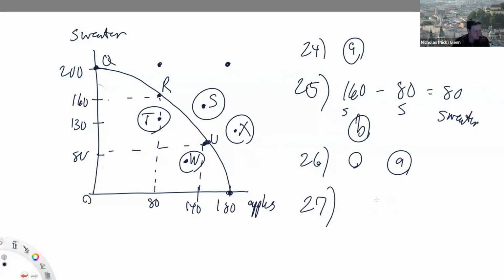And the last one for this section, the opportunity cost of obtaining 60 additional sweaters by moving from point U to S is what? Well, it's not possible to do that. So you can't do it in the first place. So it's not costing you anything since you can't do it. So that's going to be D. All right. None of the above. The economy cannot move from point U to point S.